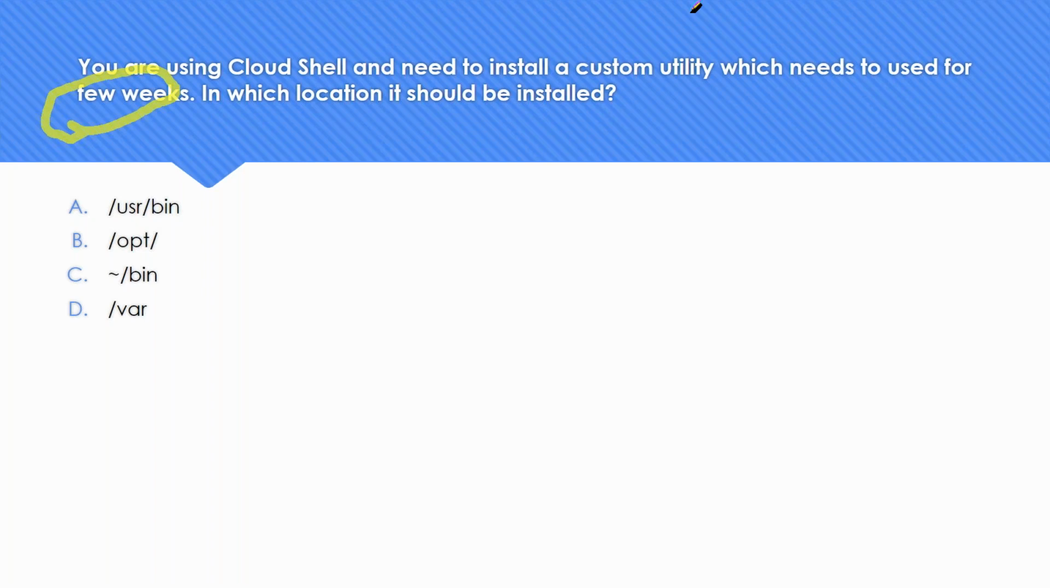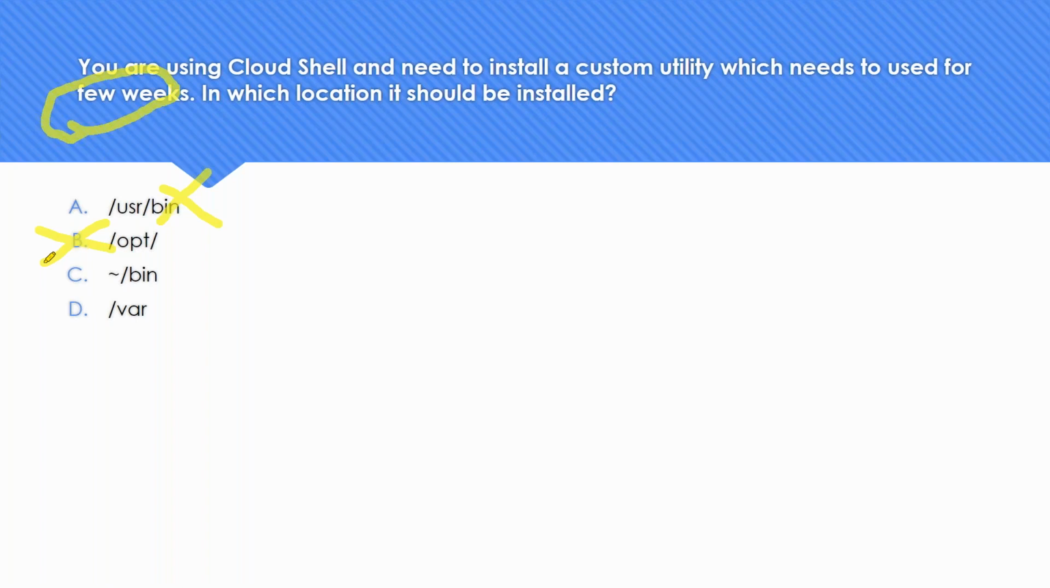The code should be persistent is what you are saying, basically the utility. So if I keep it in user bin, if I restart it or log in tomorrow, it's not going to be there. We saw that with Apache 2, the one which we installed. Just after restart itself, it was not there. So how can this custom utility be there? It's not going to be there. Similarly, OPT will not be there because it's again not under the home directory.